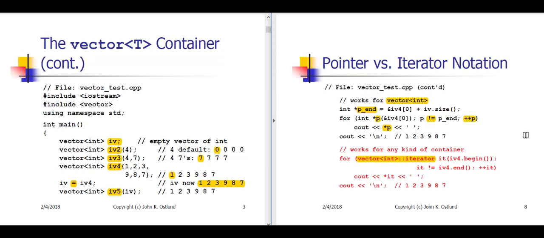So as we've seen many times, this is going to step through the elements of this vector as though the vector were an array, printing out 1, 2, 3, 9, 8, 7, and then when the loop is over, we display a new line character.